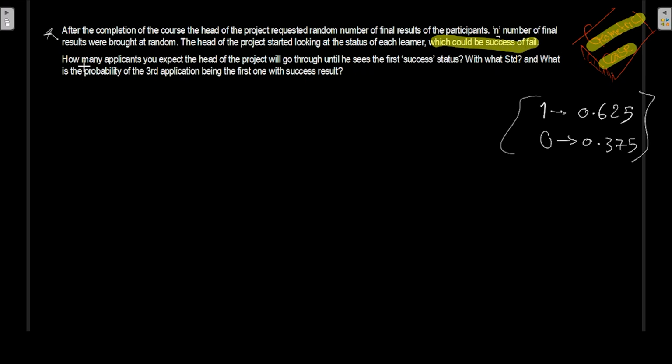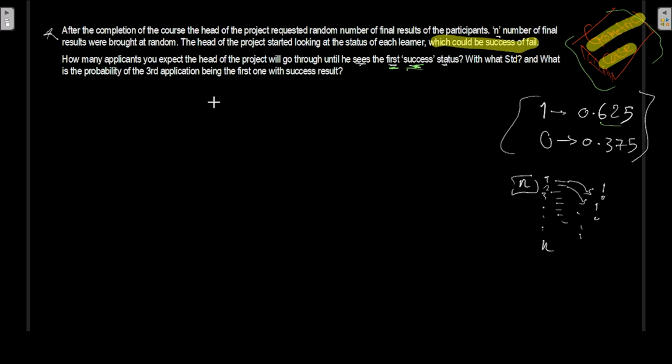What we are interested in is how many applicants we expect the head of the project will go through until he can see the first success status. If you remember, this is a great application of the geometric distribution, because he might open the first one and hit it. That's it, it means he accomplished the 62.5%. Or maybe not the first, but the second, maybe the third, maybe the fourth, and so on, all the way until the end.